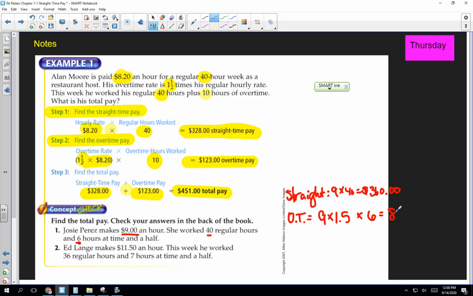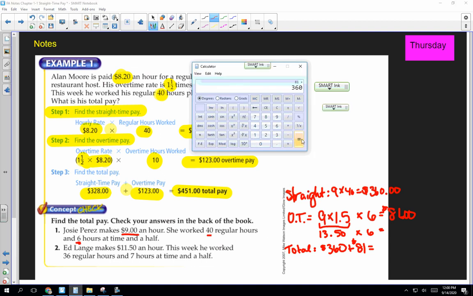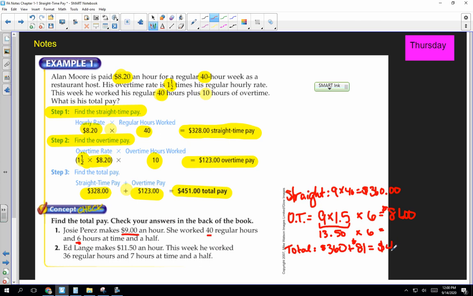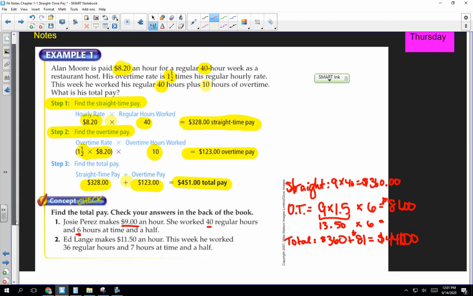Some people split this out. They'll go, oh yeah, 9 times 1.5 is 13.50, and then they'll do one more calculation before they get to $81. Okay, and then the total pay is those two pieces added together. So it's the $360 plus the $81, and we get $441. Okay, let's see that one more time with our buddy Ed.